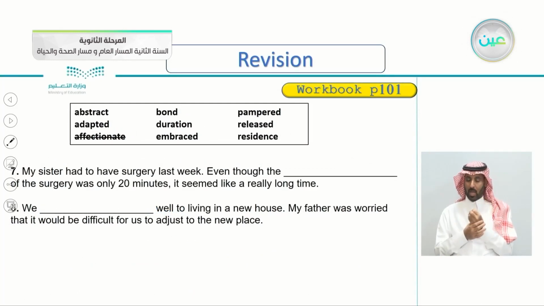Number 7 here, my sister had to have surgery last week, even though the surgery was only 20 minutes. So this is the key word here to help you answer. This is time. 20 minutes. It seemed like a really long time. Again, my sister had to have surgery last week, even though the surgery was only 20 minutes time.